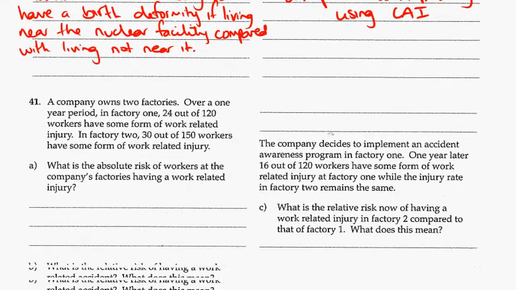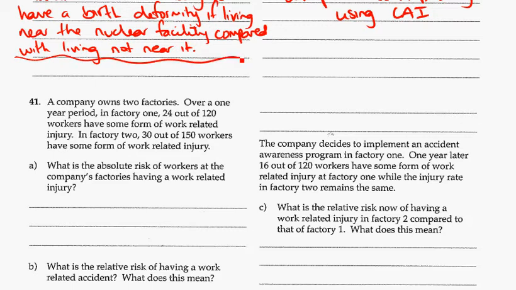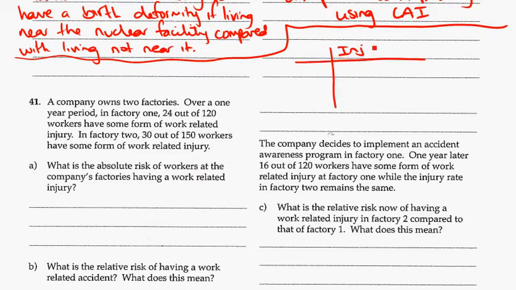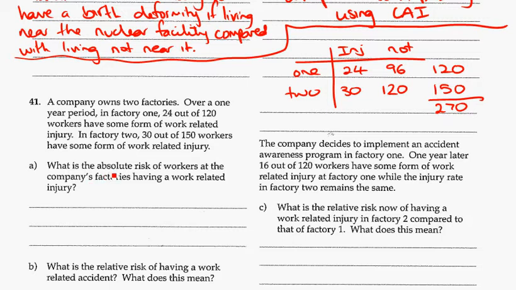Right, question 41. Now we've got a bit of space here. Once again, we might want a table. Injury not. We've got two factories, factory 1 and factory 2. In factory 1, 24 out of 120 workers had an injury. In factory 2, 30 out of 150 workers had some form of injury. So that will be 120 there. That should be 96 in there. And altogether 270.